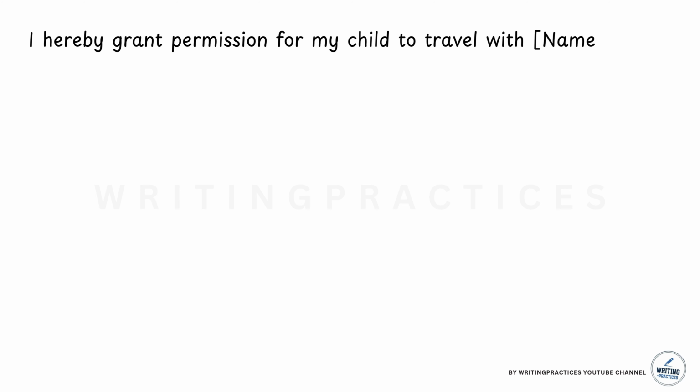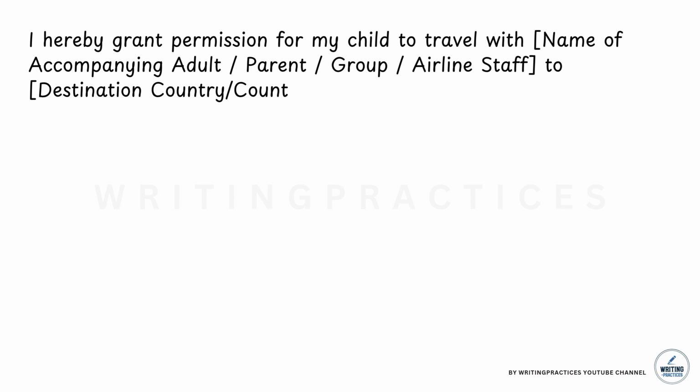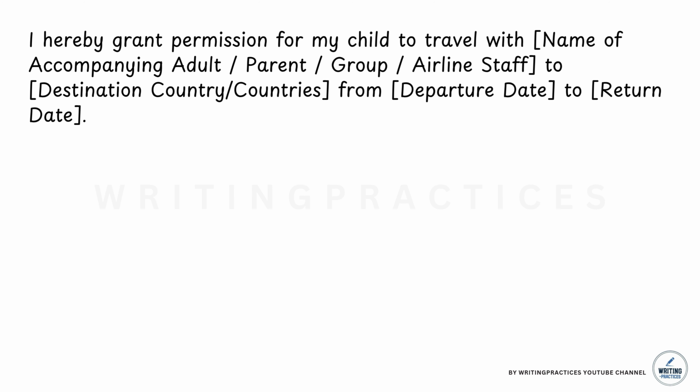Travel authorization paragraph. This is one of the most important parts of the letter. Here you officially grant permission for the child to travel. For example, I hereby grant permission for my child to travel with Michael Miller to Canada from June 10th, 2026 to June 20th, 2026. This clearly authorizes the trip. Pro tip, always include exact travel dates and destination countries.